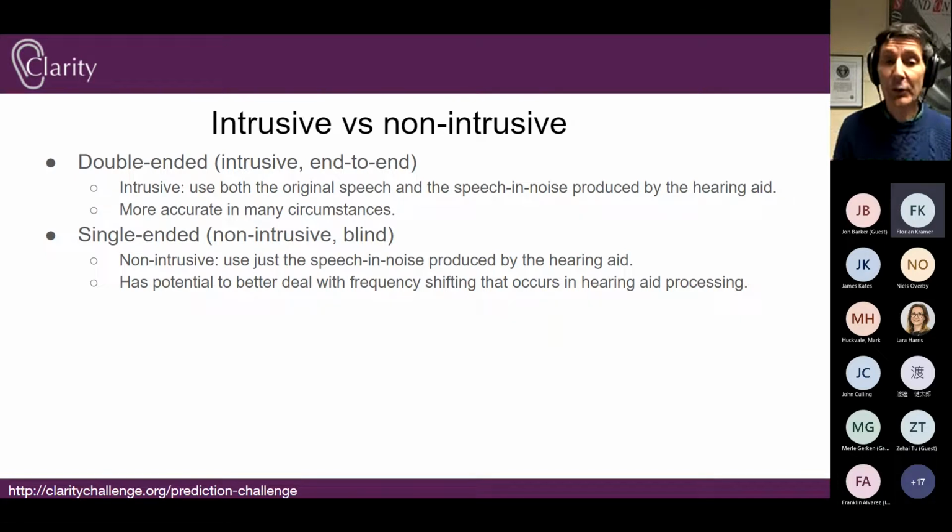So we're interested in both these kinds of models, and in fact we will be doing rank ordering and prizes based on both of these. So either approach or both approaches are really welcome. They've both got their pros and their cons.